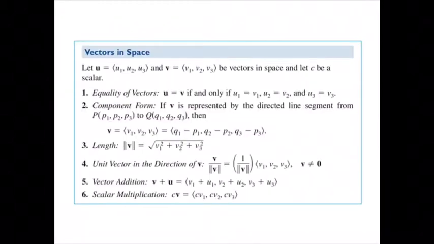Alright, so when you're looking at these properties of vectors, you may notice that they're essentially the same as in section 11.1, and that's true in this case. Just this time it's now in space, so with x, y, and z. However, all the same properties and formulas are still utilized the exact same way.